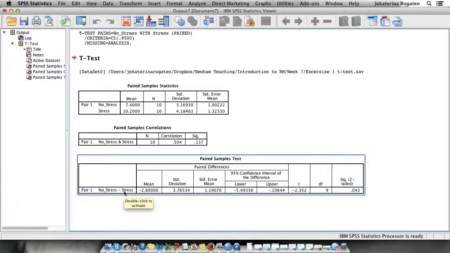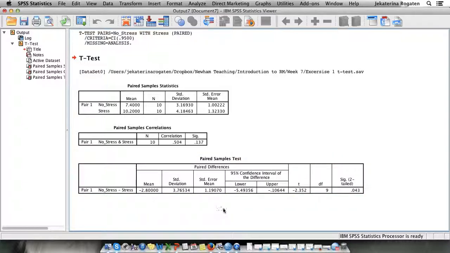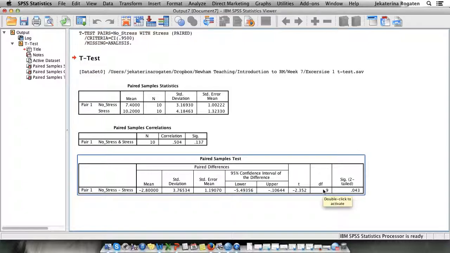If you entered the variables in a way that the first variable was stress and the second variable was no stress, your t-value would be positive, but it would be the same t-value. Now we have 9 degrees of freedom, because we have 10 participants in total. We use the t-distribution based on 9 degrees of freedom to determine if our output is significant or not.